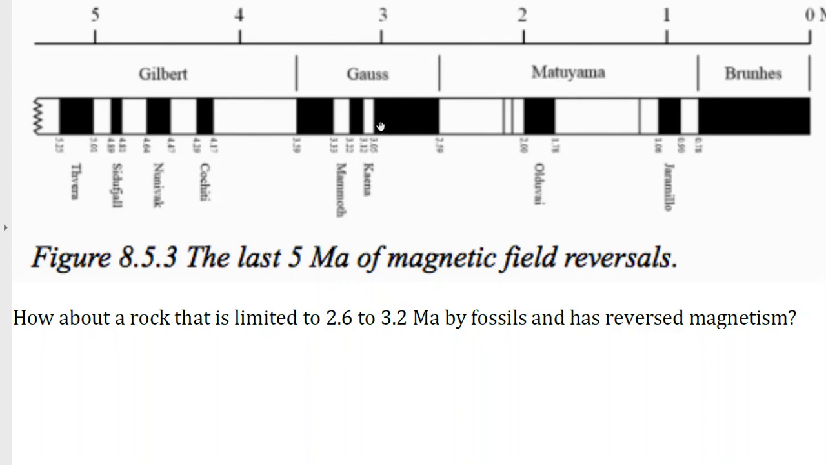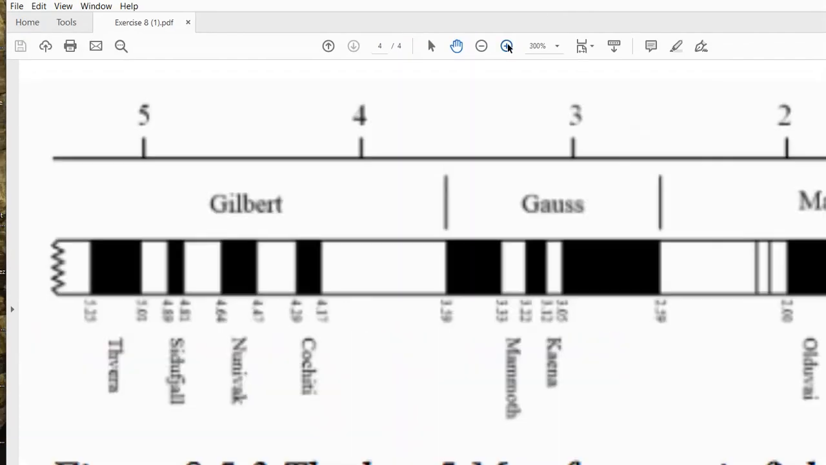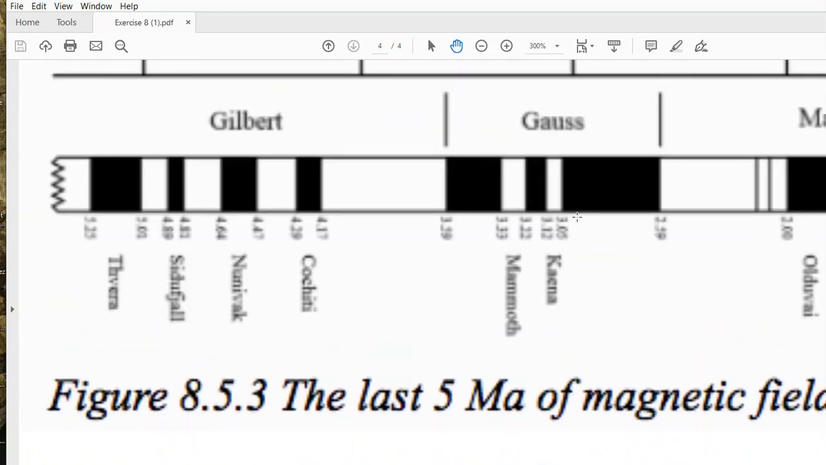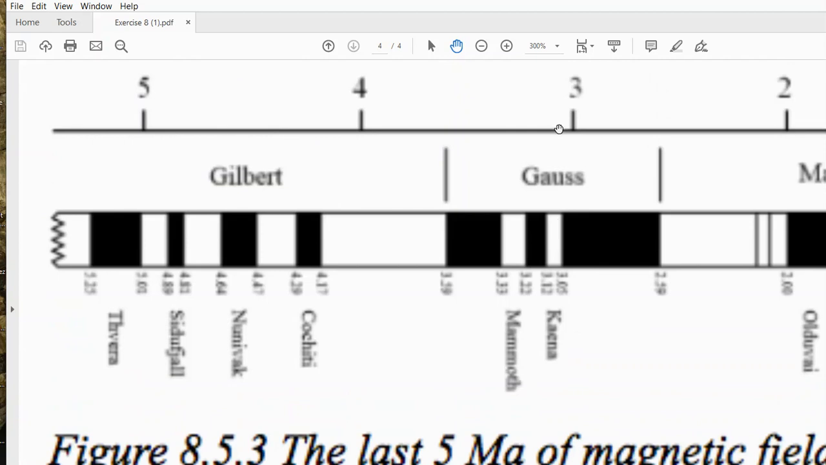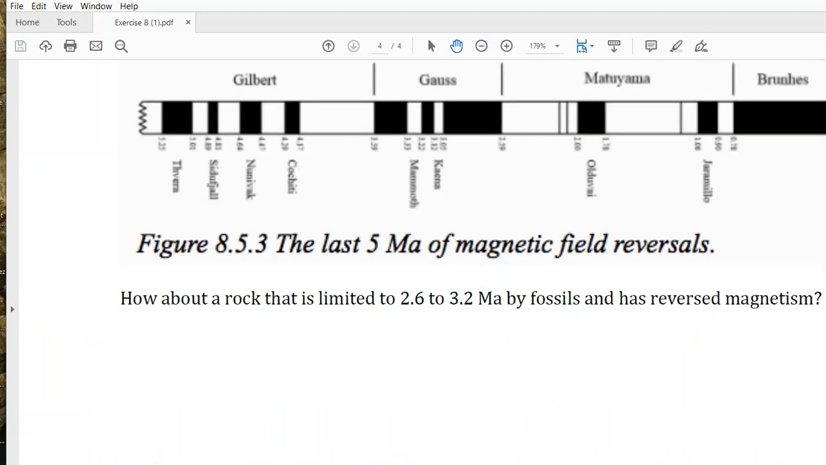You can define this one pretty closely. Let's zoom in a little bit. The only one that's reverse, going up to about 3.2, so 3.2 would be this rock right here. It looks like 3.05 to 3.12, right? So that's the rock right there. So that's how you figure that out. I hope that helps. We'll stop for now.